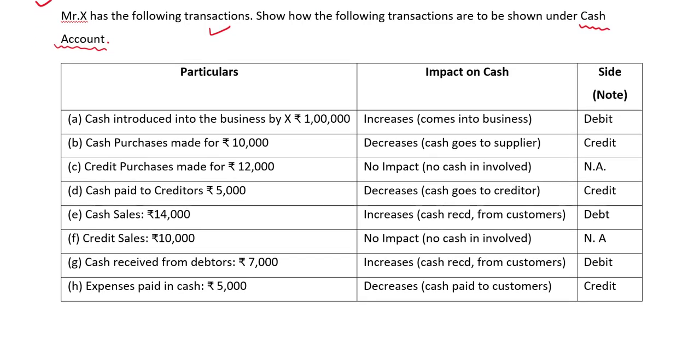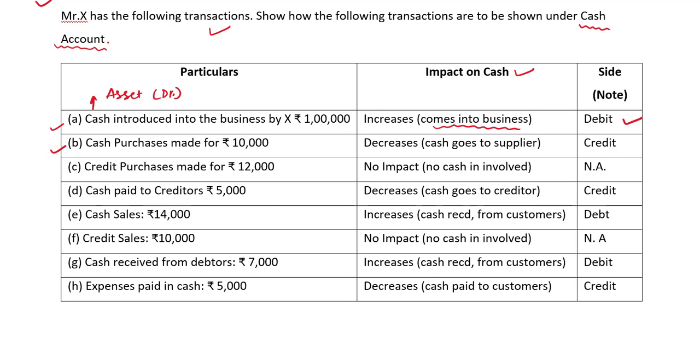So just see it over here. A. The cash introduced into the business by Mr. X, 1 lakh. That means Mr. X has brought 1 lakh cash to the business. What would be the impact on cash? See, cash is an asset and all assets have debit balance. So over here, the nature is debit and there is an increase in the cash. So increase, cash comes in the business.